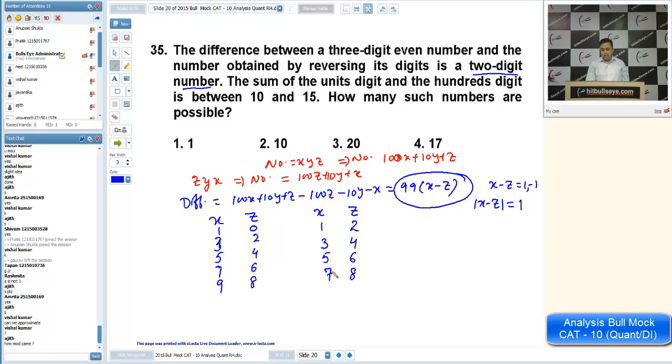Okay, Ajit, the mod of x minus z can take the value 1 as well as minus 1. You don't need to write it as mod x minus z is equal to 1. You can simply write x minus z is equal to 1 as well as minus 1. The question is saying that the difference is equal to a 2-digit number. It is not saying that it is a positive 2-digit number. So the difference may be equal to 99 or it may be equal to minus 99 as well. Is it clear, Ajit?